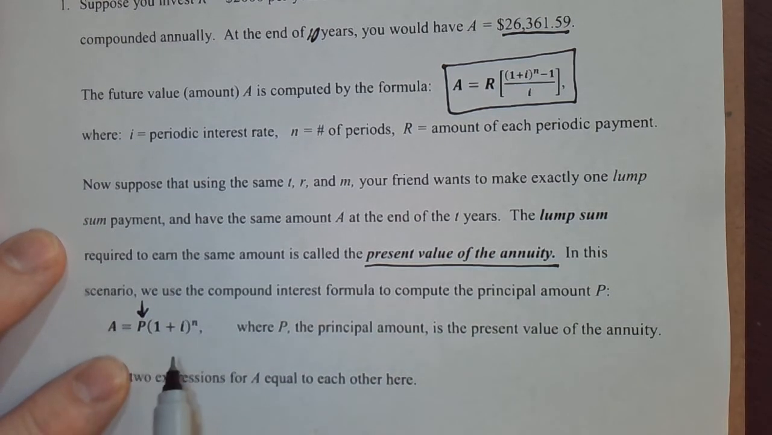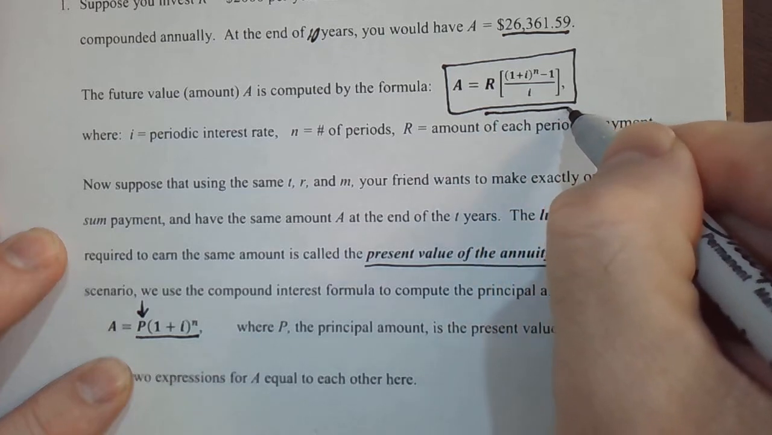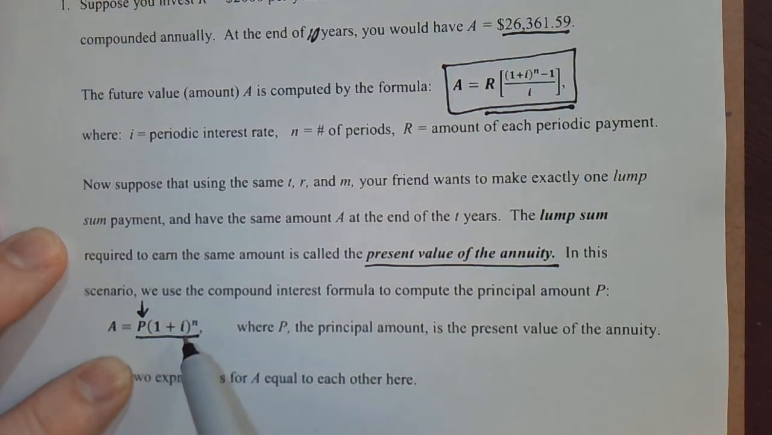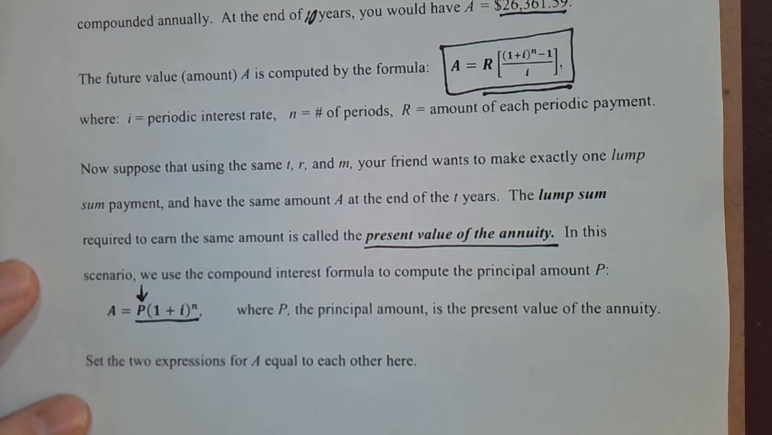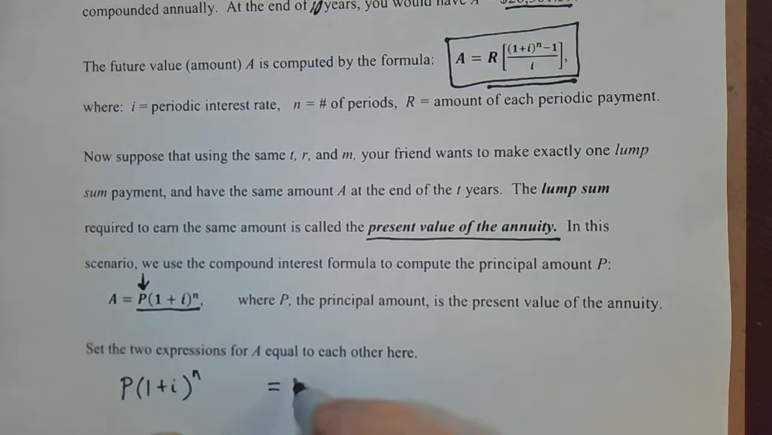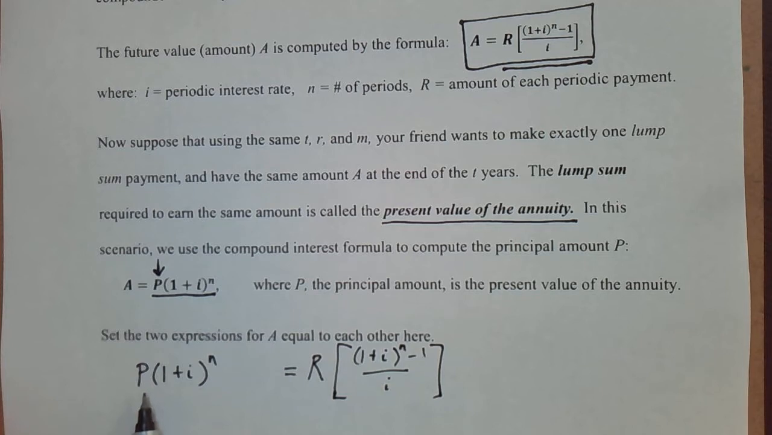So how are we going to do that? We're going to set the two equations together, this side equal to this side, and we know every variable. We know what R is, we know what I is, we know what N is, but we don't know what P is, and that's the variable we'll solve for. So the first thing, let's just set the two expressions together. P times 1 plus I raised to the N is equal to the right-hand side of this equation, capital R times 1 plus I raised to the nth power minus 1 over I. So we know every variable in this term except for the capital P, and that's what we're going to solve for.